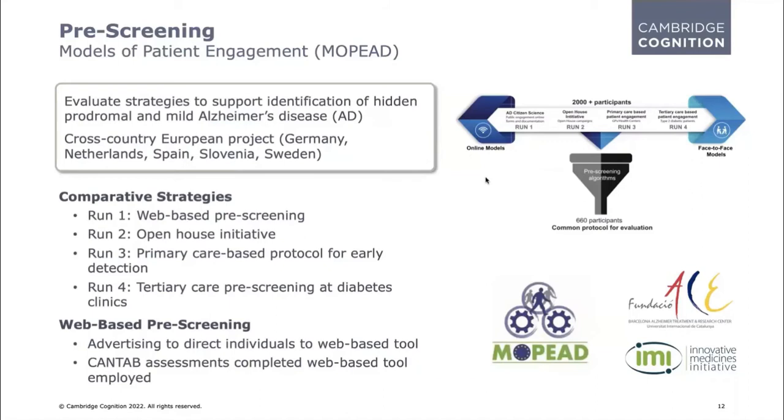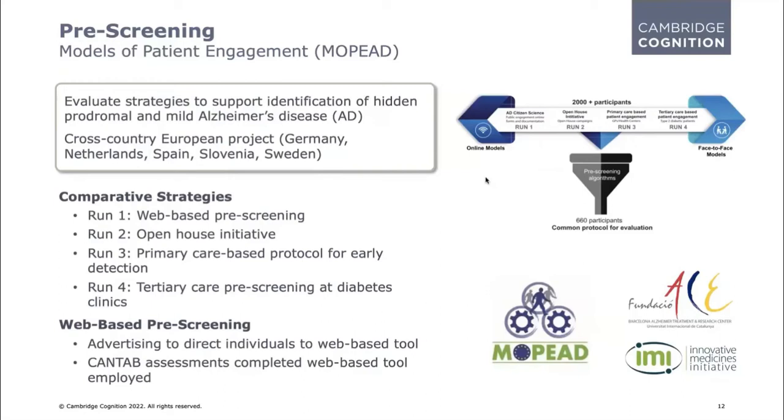And the objective was to assess these different approaches. There are 4 particular strategies that we used. Firstly, we had the web-based pre-screening strategy, where an online marketing campaign targeted individuals to a web platform. This was created to give information around dementia and Alzheimer's disease, but also individuals could sign up to volunteer to complete CANTAB assessments and be provided with further information on their performance.